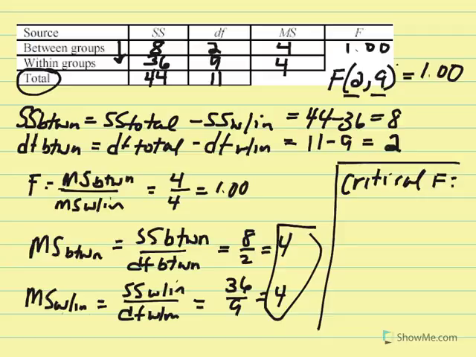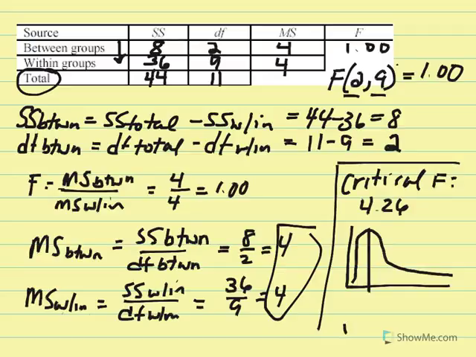So from our table, we found that our critical F is equal to 4.26. Our F distribution is always positively skewed. And we have our F statistic. F was equal to 1.00, and our critical F was equal to 4.26. Again, this is representing the critical region.